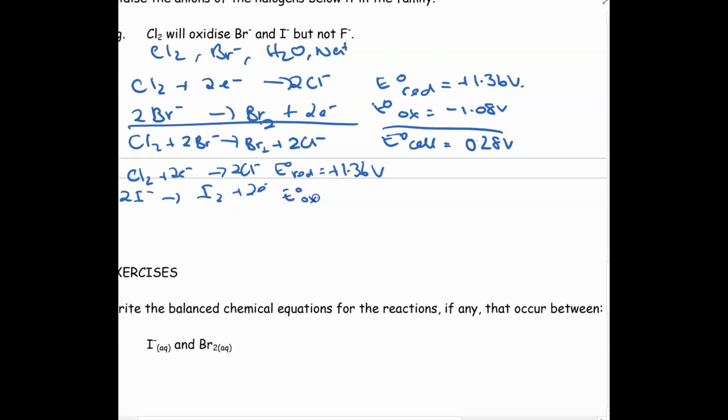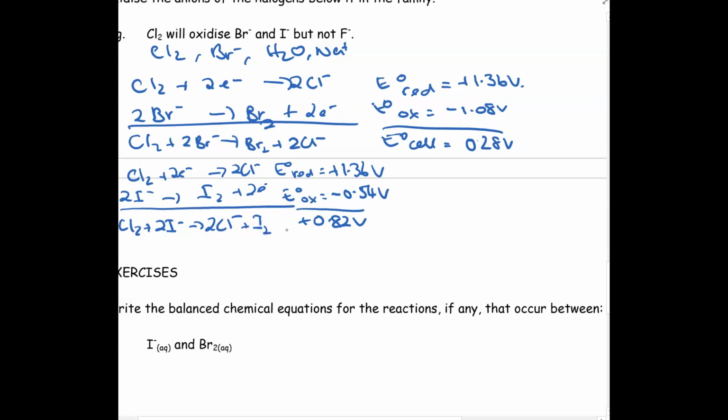E0 for oxidation is equal to positive 0.54 volts. So this reaction will occur because, sorry, not positive 0.54 volts, it's negative 0.54 volts. Remember, you have to reverse it when you are reversing the direction of the equation. 1.36 add negative 0.54 is coming out to positive 0.82 volts. So this reaction will happen. So chlorine plus 2 iodide ions will go to 2 chloride ions plus iodine.